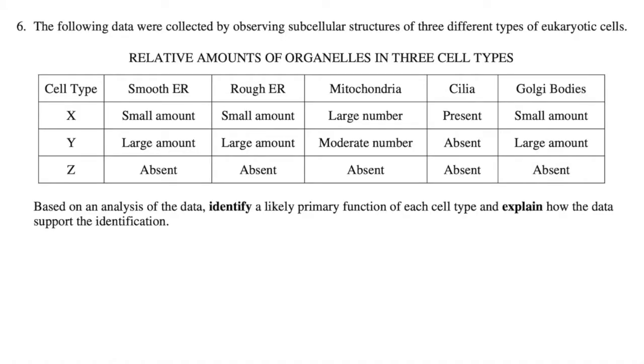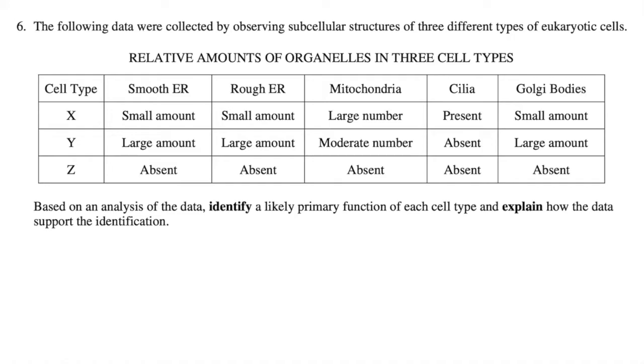Question 6. The following data were collected by observing subcellular structures of 3 different types of eukaryotic cells. Based on an analysis of the data, identify a likely primary function of each cell type and explain how the data support the identification. So looking at cell X, we can see that it doesn't have a lot of smooth ER, it doesn't have a lot of rough ER. It has a large number of mitochondria, it has cilia, and it has few Golgi bodies.